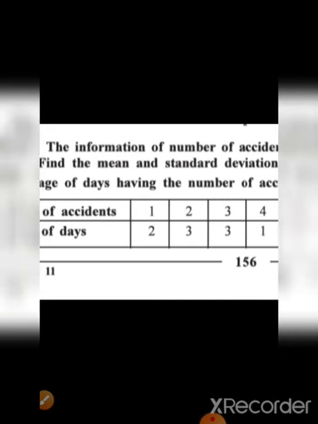Okay, here we shall now see a different kind of example. So let us see our example number 24. We'll look at the question first. Again, see what has been given. The information on the number of accidents in 10 days on a particular road is given. Find the mean and the standard deviation of the number of accidents per day. We need to find the mean, and we also need to find the standard deviation.